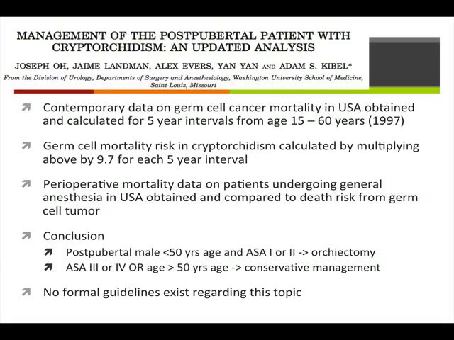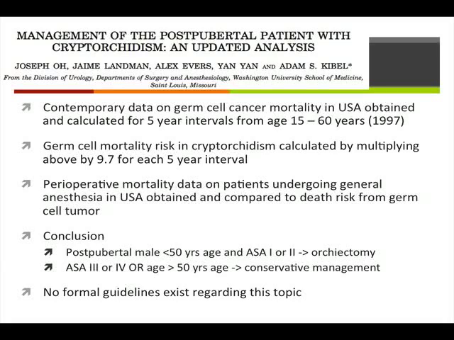Then they looked at the germ cell mortality risk in cryptorchidism, and they obtained that value by multiplying by a factor of 9.7 for every 5-year interval because of the higher risk of malignancy in cryptorchid testes. They then looked at the perioperative mortality data on all comers having general anesthetics in the States, and compared it to the risk of death from germ cell cancers. What they found was that if you're a post-pubertal male, 50 years of age or younger, and otherwise healthy with ASA 1 or 2, then you probably should have orchidectomy.